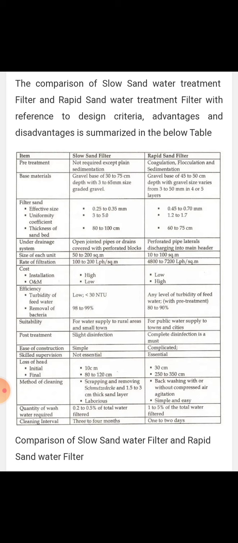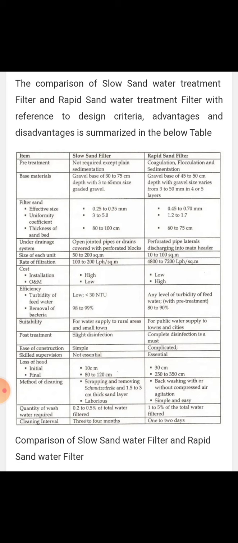So gravity filters are not pressure filters; the water is allowed to pass through by gravity only. Okay, and in the case of a pressure filter, pressure is used for the filtration process, so that filter is named a pressure filter. This gravity filter is again divided into two types. The first one is a slow sand filter and the second one is a rapid sand filter, and the pressure filter is the separate one. These two filters, the slow sand filter and rapid sand filter, are the types of gravity filters.